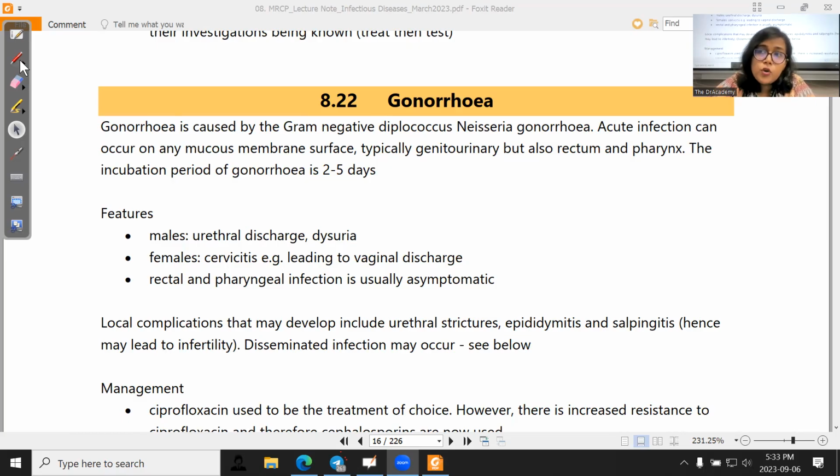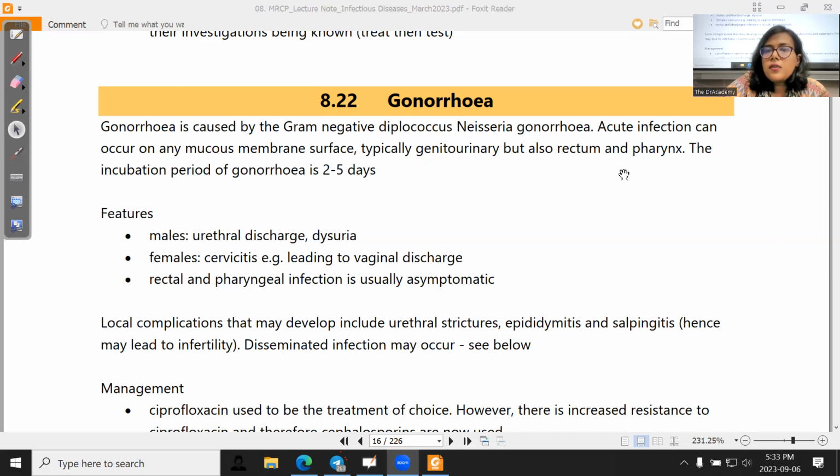Neisseria gonorrhoeae, apart from causing sexually transmitted infection or STI, can cause meningitis as well. Acute infection can occur in any mucous membrane surface, typically genitourinary, but can also involve the rectum and the pharynx. The incubation period of gonorrhea is usually 2 to 5 days, relatively less compared to chlamydia, which is 1 to 3 weeks, 7 to 21 days.